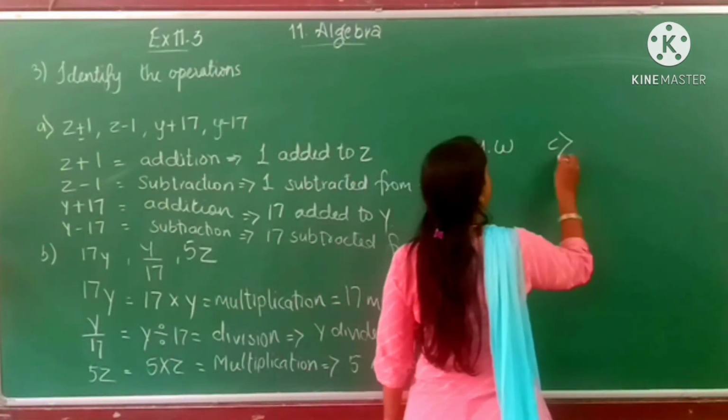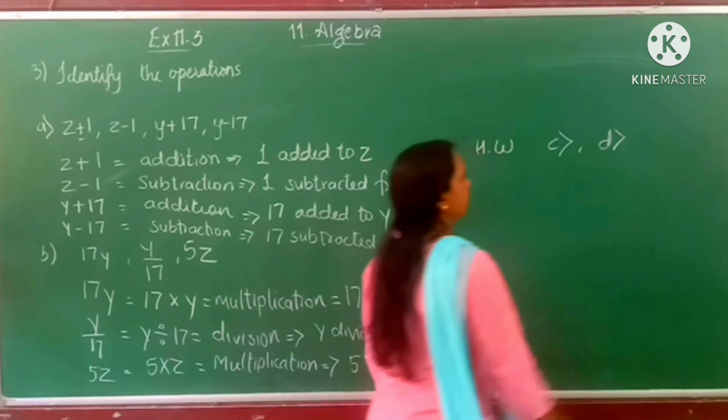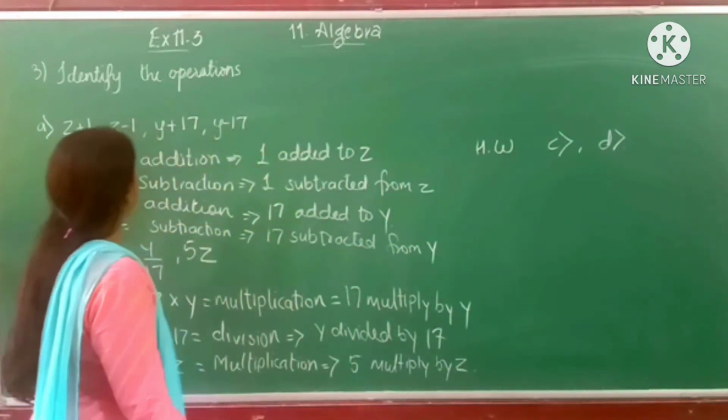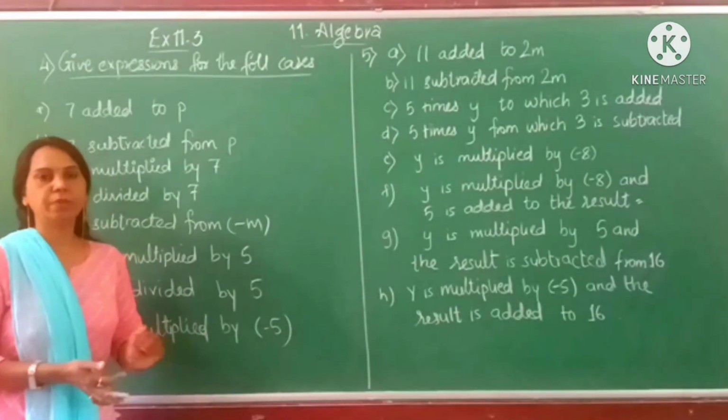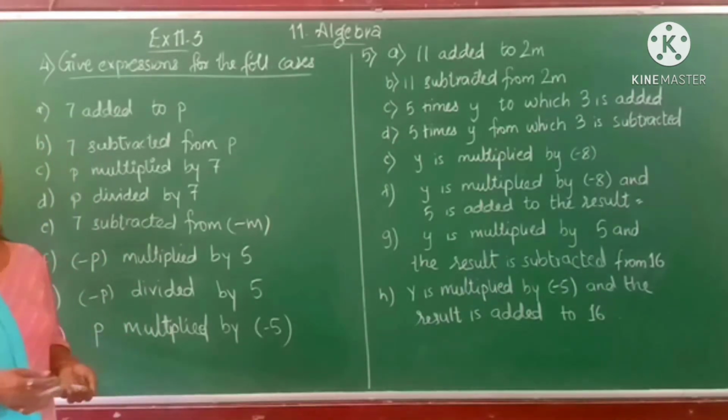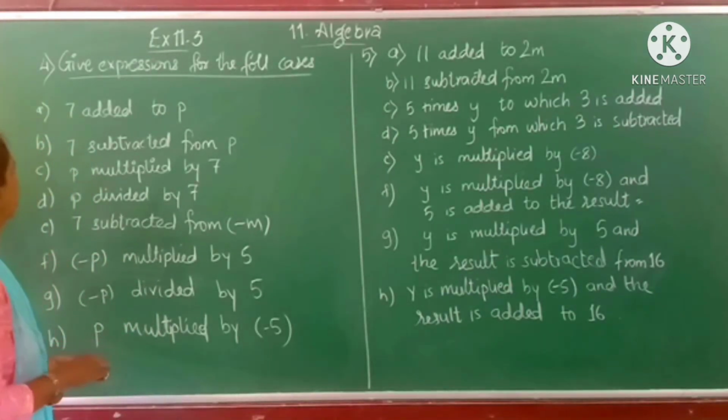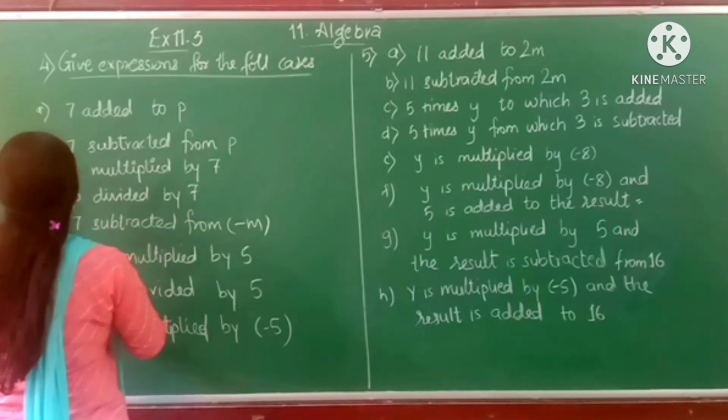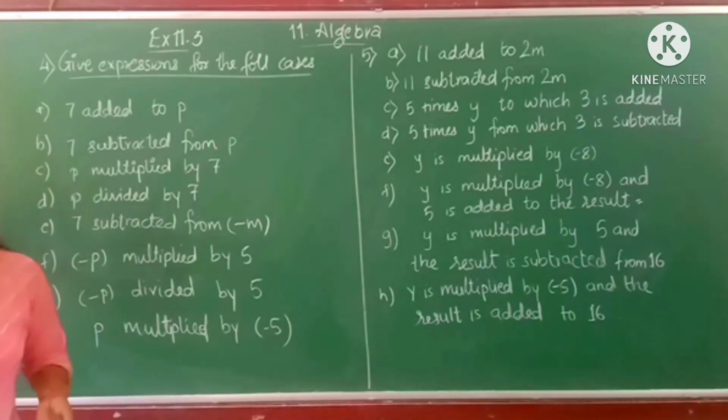Okay. Now next, question number C. Please do question number C and D as your homework. Now continuing with question number 4. Question number 4 is: give the expression for the following cases. Now sentences are written and we have to write down the expression form.